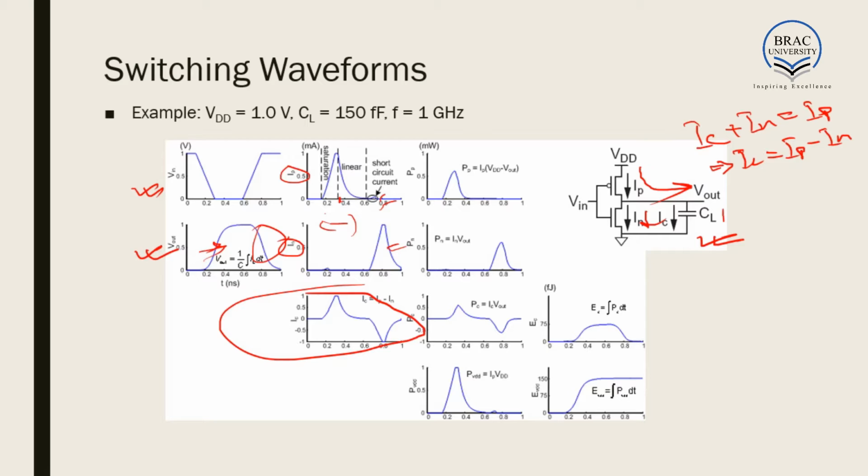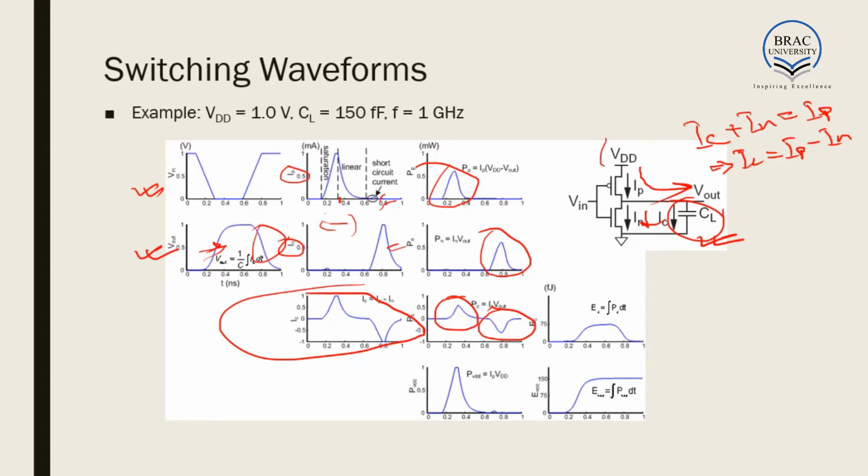Again, if you are considering the power component of it, it is to be noted that when the output rises, there is current in the PMOS and there is power in the PMOS. When the output falls, there is current in the NMOS and there is power in the NMOS. If we are considering the power through the capacitor, when the output rises, it stores half the energy, and when the output falls, it dissipates that half of the energy. So as a result, we get this alternating waveform.